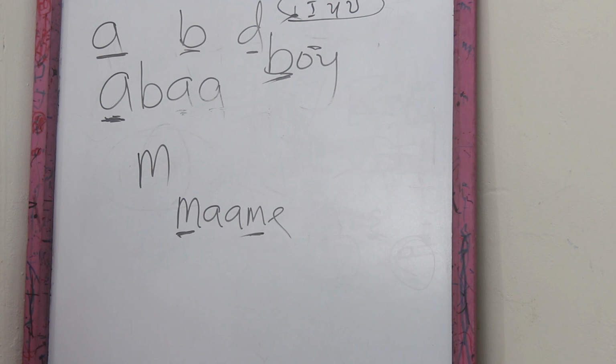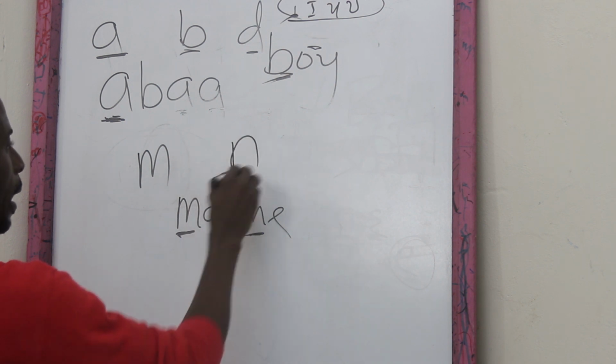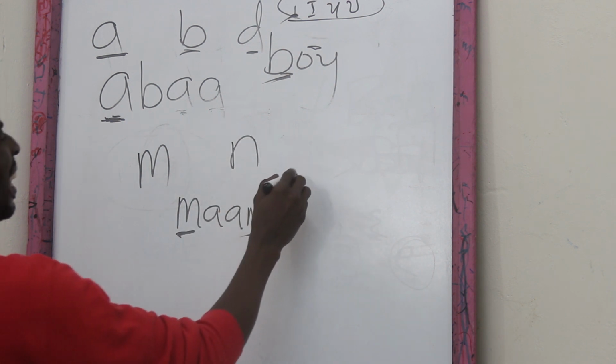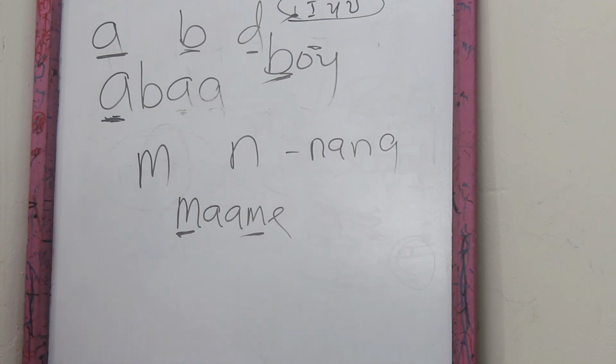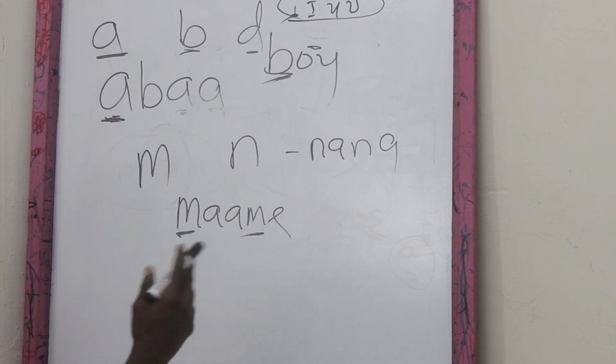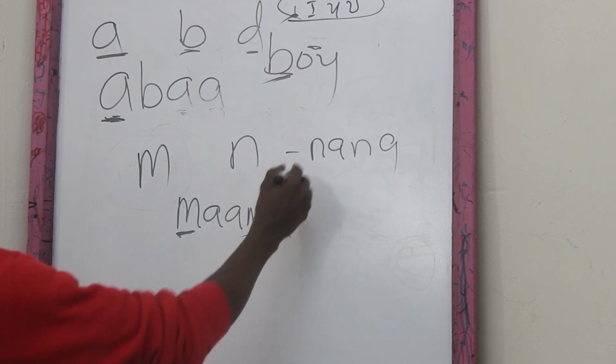Mame. Mame is called mother in the English language. We also have nana. Nana is the English name of Nana is a cane, or sometimes it's used as a title for somebody, or it's just a name.